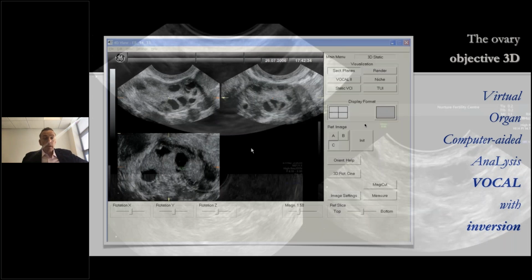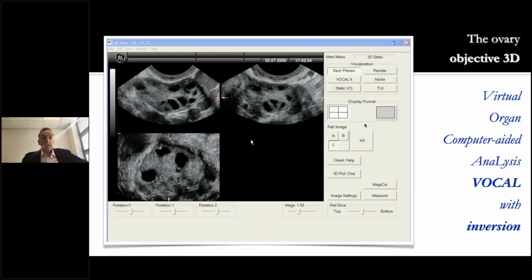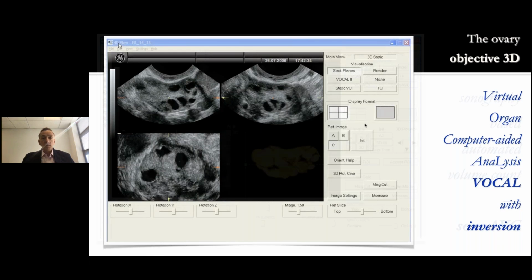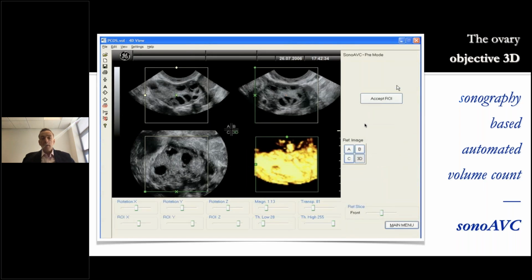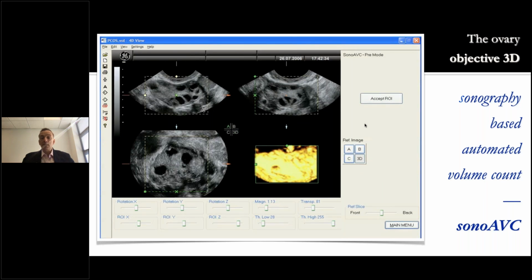Alternatively, you can use 3D. So this is an image of an ovary. I'm going to just skip to the next one to show you the role of automation. So we've drawn around the ovary with VOCAL, and then we can look into the ovary, and we can use SonoOVC to automatically look at the number of follicles and their sizes.